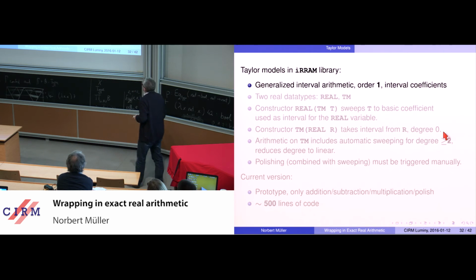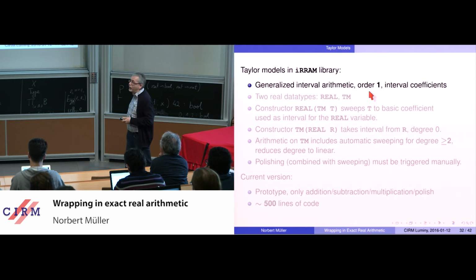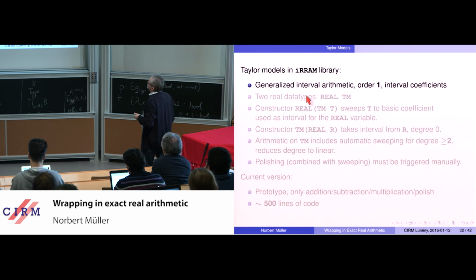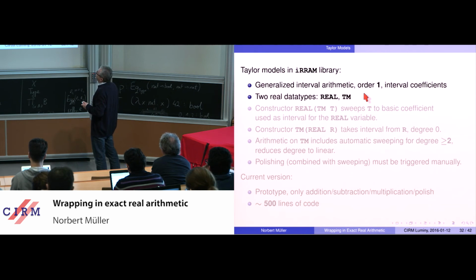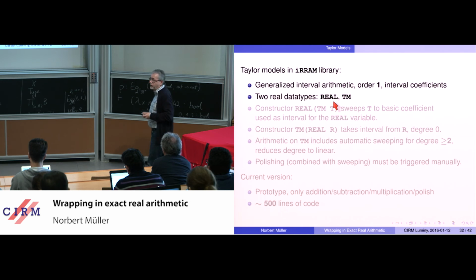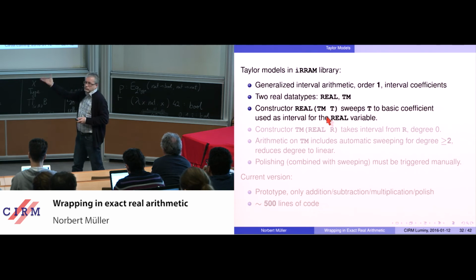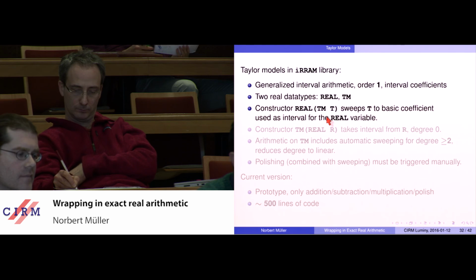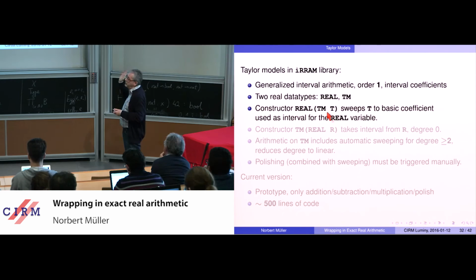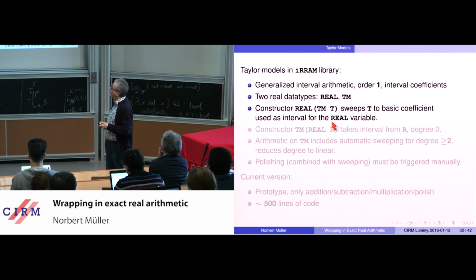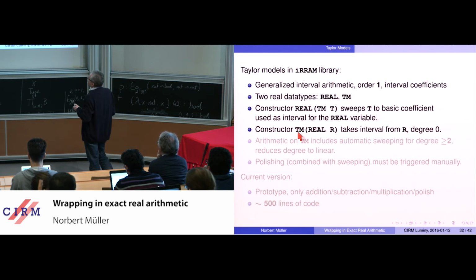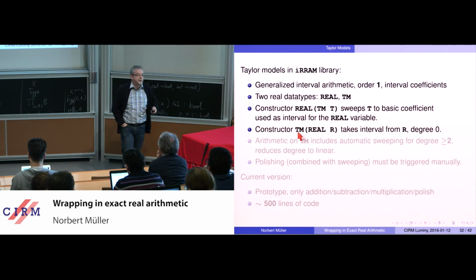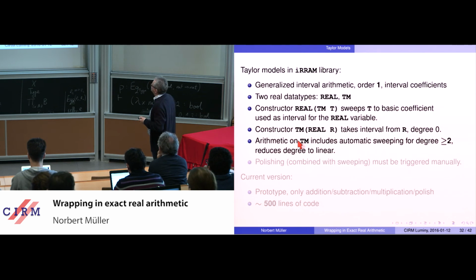So we implemented this. We implemented the most simple way. Order 1, just linear things, but with interval coefficients. So it's generalized interval arithmetic. Now we currently have 2 data types, the old data type for real numbers and the new one for the Taylor models. And we can construct one from the other, computing the identity on the real numbers. So if you have a Taylor model, sweep everything into an interval, then we have an interval. Or if you have an interval, just take this as a polynomial of order 0, which is simple.